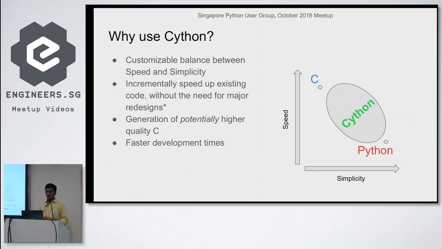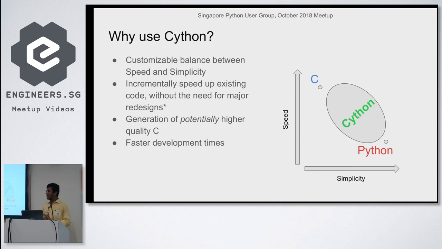Now, hopefully you already are interested in Cython and want to use it, but just in case there's more reasons required, I would like to go through them. I have a rough chart comparing C and Python in terms of speed and simplicity. Now, the advantage about Cython is that it doesn't fit in at any one point in this graph like C or Python would. It allows you to customize what balance between simplicity and speed you want.